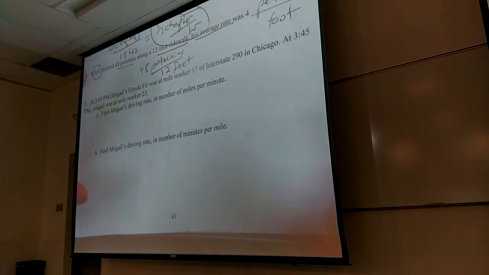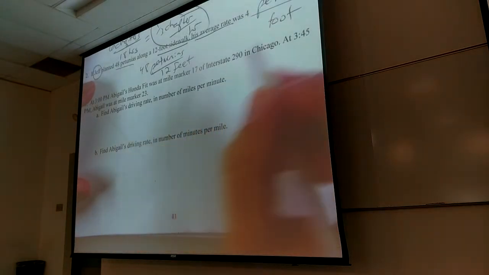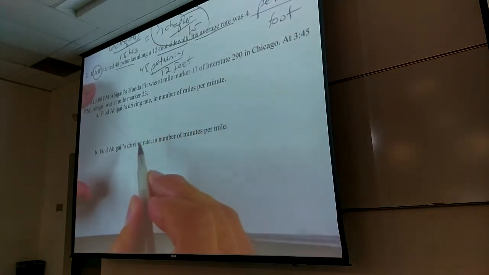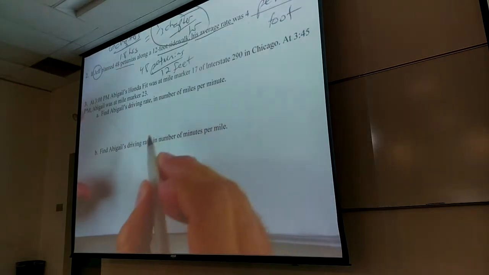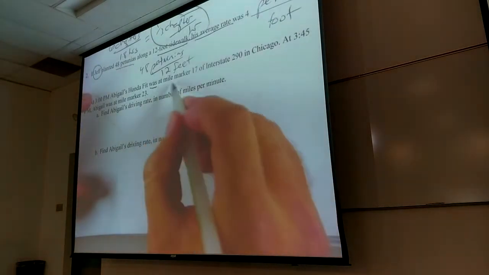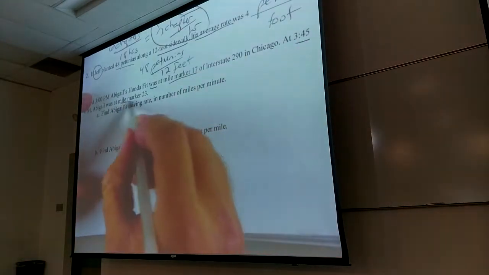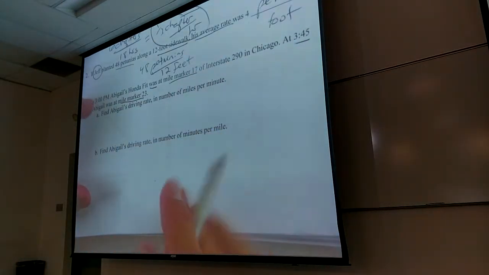So let me see. Setting this up isn't too hard. It's figuring out how I might want the answer given to me. But what's the beginning ratio I can set up here? She went how many miles? 17. She was at mile marker 17. And then a bit later, she's at mile marker 23. So she went 6 miles.